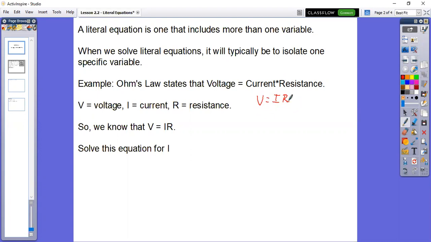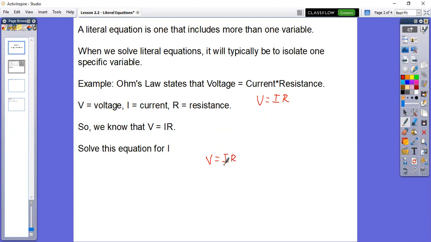The reason we have a bunch of variables here is because I want to be able to find voltage in any situation, and that voltage is dependent on the current times resistance. So if I know that V equals IR, I want to solve this equation for I. So I want to solve this for I to basically say, if I know the voltage and resistance, how do I find the current?